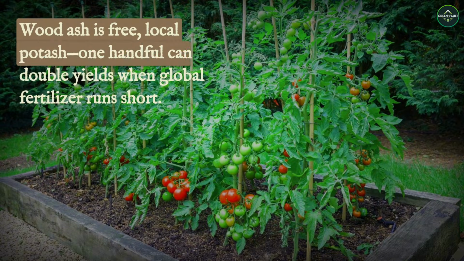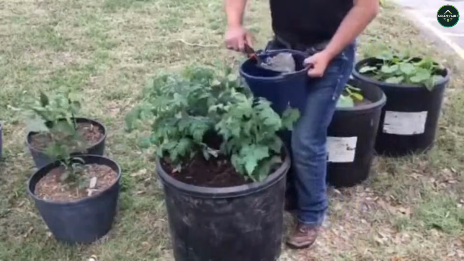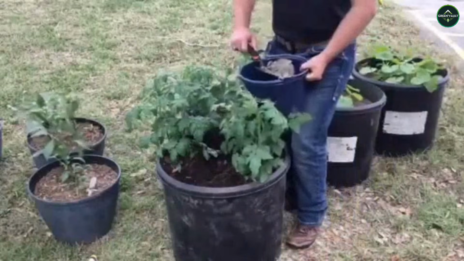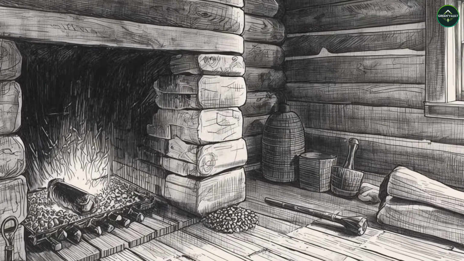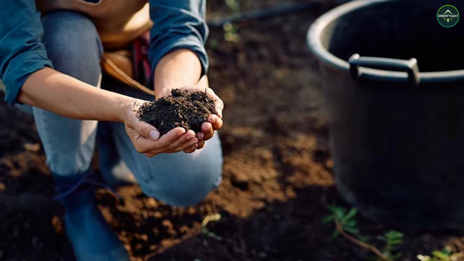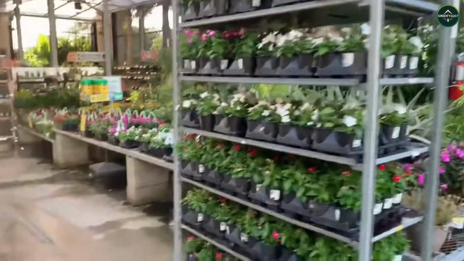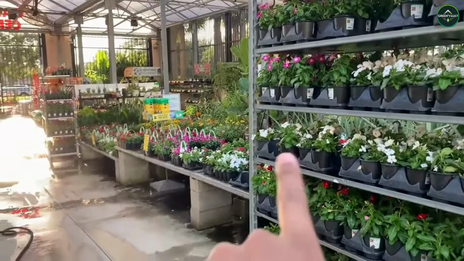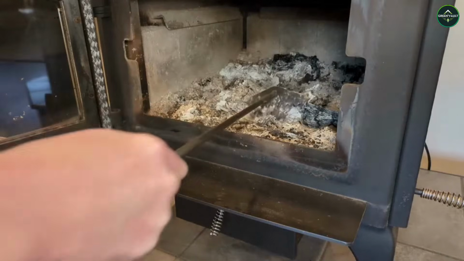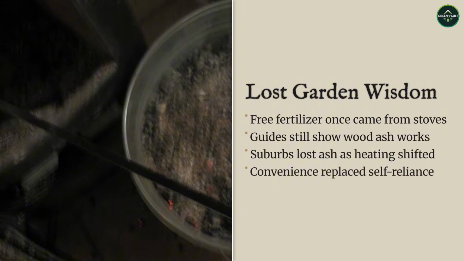It is a free soil amendment that can double yields, requires no processing, and addresses multiple deficiencies simultaneously. It was standard practice for 3 centuries, and now it is nearly extinct from cultural knowledge. Modern gardening measures success in convenience, in consistency, in purchase simplicity. Wood ash excels in metrics that have no shelf space. Cost per nutrient, carbon footprint per application, self-sufficiency per household.